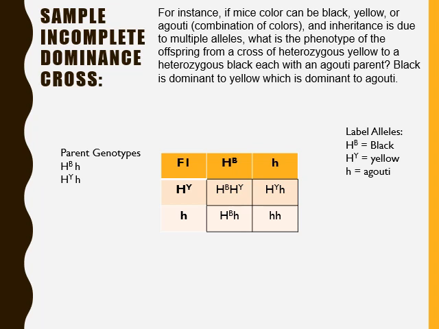So we ask ourselves, what are the ratios? Our genotypic ratio is 1 to 1 to 1. Each of these genotypes is distinct and different. Our phenotypic ratio, on the other hand, is 2 blacks, so that first column, and then 1 yellow and 1 agouti.